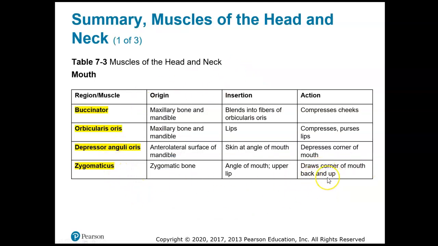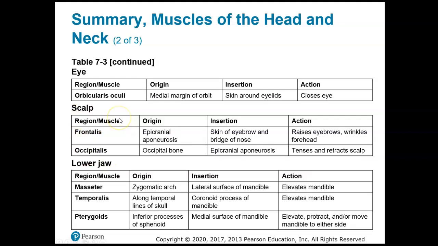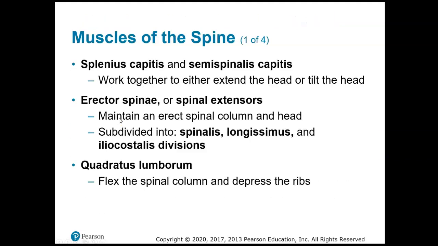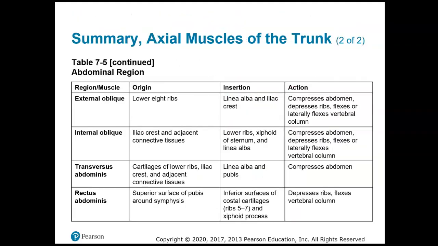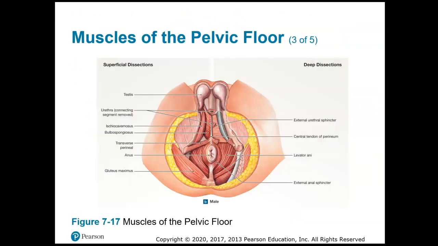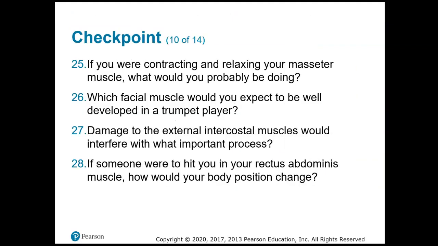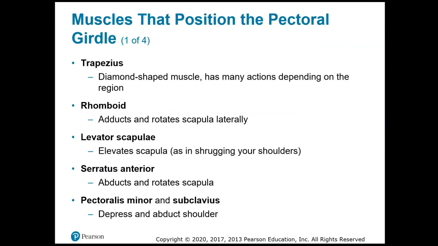Zygomaticus draws the corner of the mouth back and up, so it helps you to smile. The depressor anguli oris depresses the corner of the mouth, so it's used in frowning. Orbicularis oris, buccinator, we already covered those. So let's move on. I know there's not any questions about the muscles of the spine. If I haven't highlighted them, you don't have to know.